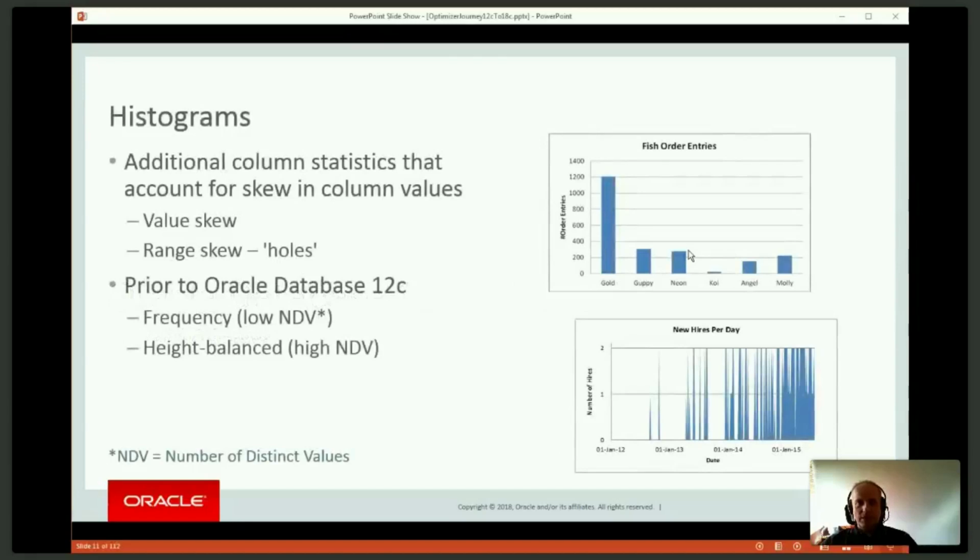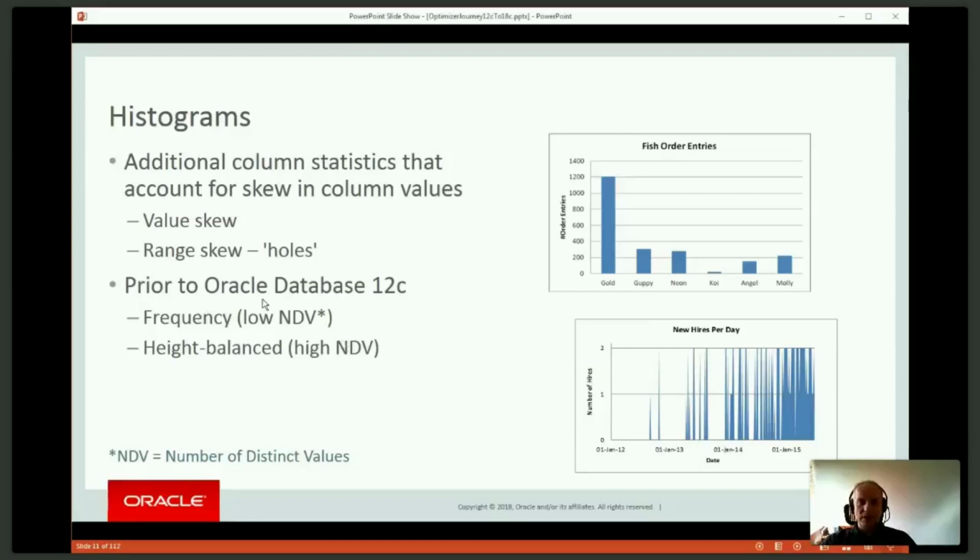So I'm sure you're all aware of histograms. These are additional column statistics that account for skew, and they account for things like value skew, where you have particular values in columns that have very disparate cardinalities. And also, I guess less well known, it accounts for range skew, which is where you have kind of holes in ranges of data. Again, that is a type of skew that we need to take into account. So that's another thing histograms are directed at.